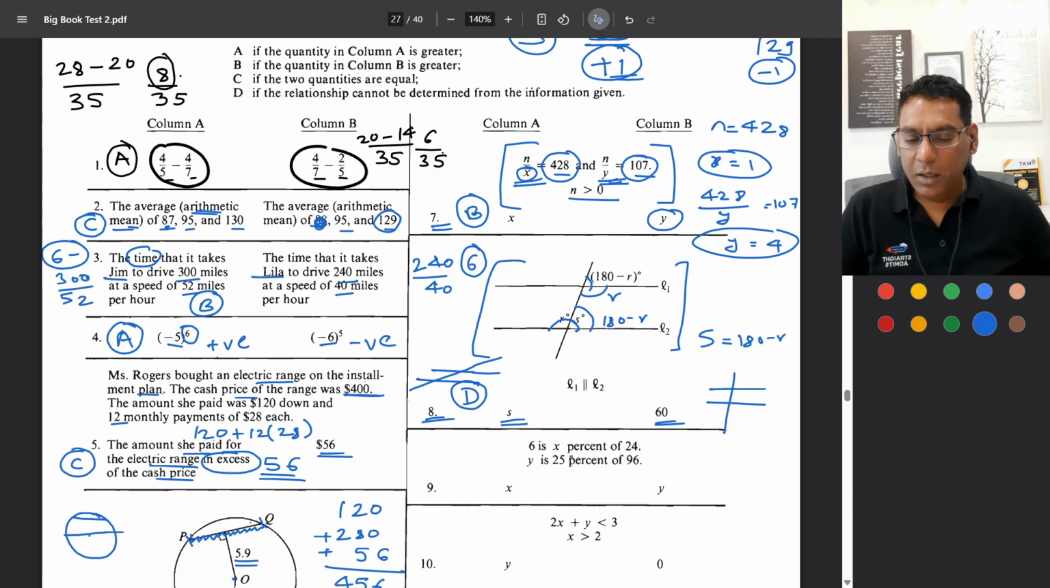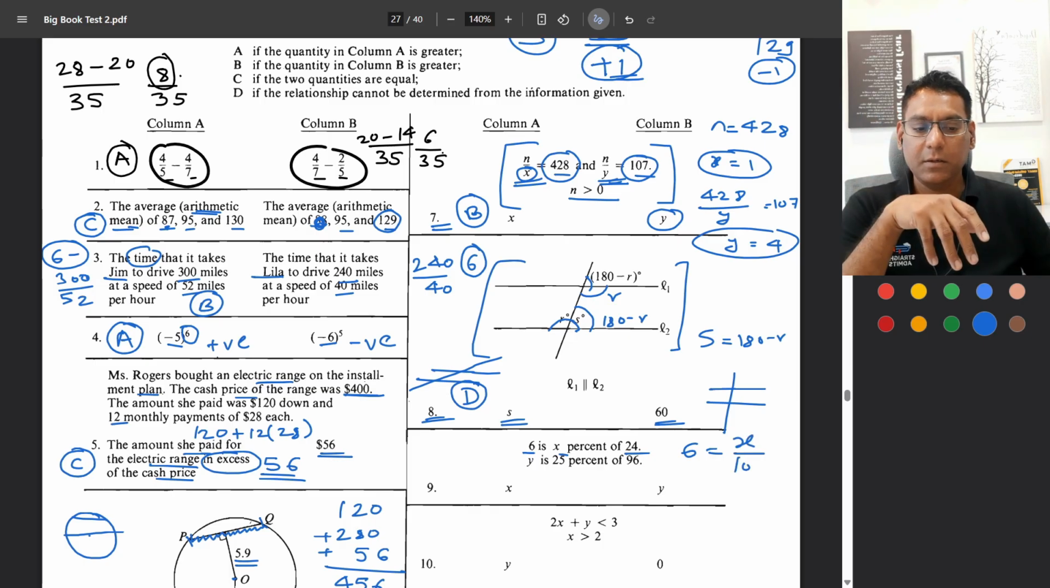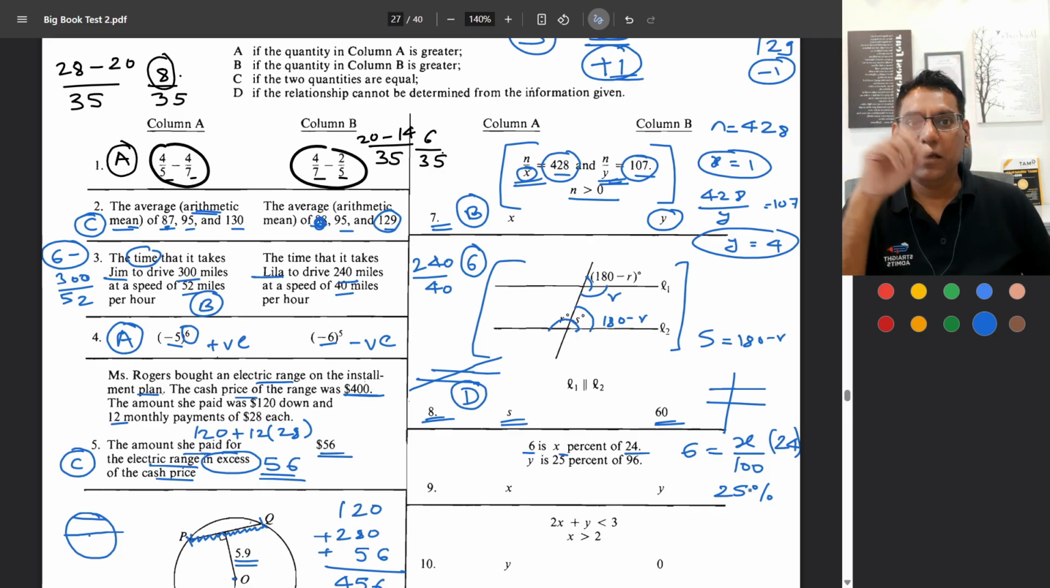Okay. Question 9. 6 is x percent of 24. Okay, 6 is what percent of 24? How do you write this? You write it like this: 6 is x percent of 24. Correct? That's how you write it. If you do it, what you will get is 25%. Intuitively also, if 100% is 24, 50% is 12, 25% is 6. So x is 25.